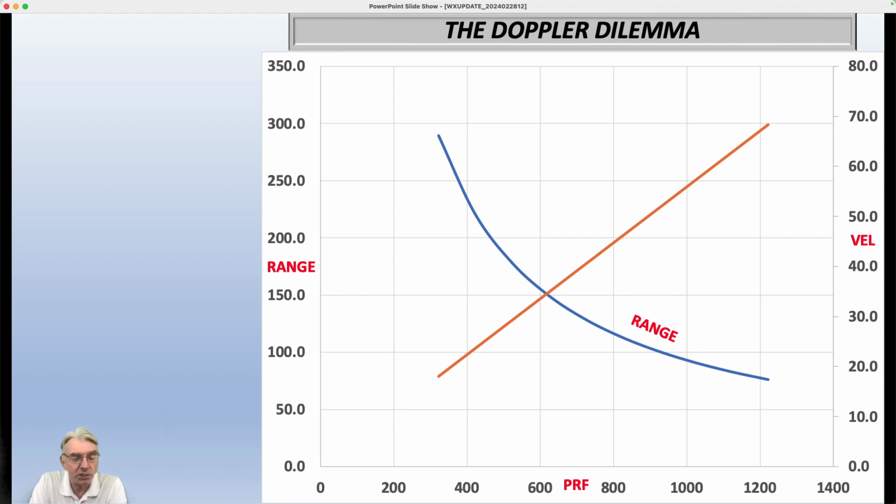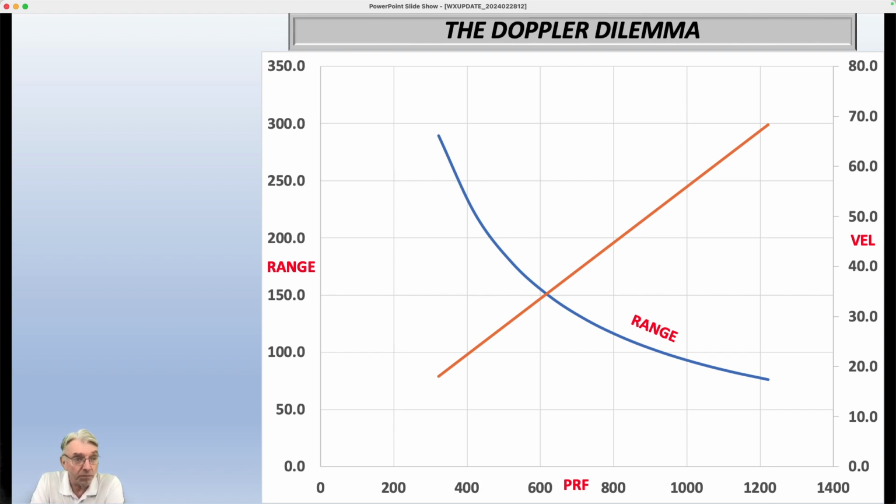It's just simply basic physics, where you want to have a pulse repetition frequency that is low enough so you can get a decent range, but you don't want it so low that you can't measure velocities, especially when you get into a situation with tornadoes and so forth, where you know the velocities are going to be very, very high. So this is called the Doppler dilemma, and there are several different scan strategies that the National Weather Service will have in order to try to figure out what is the optimal pulse repetition frequency.